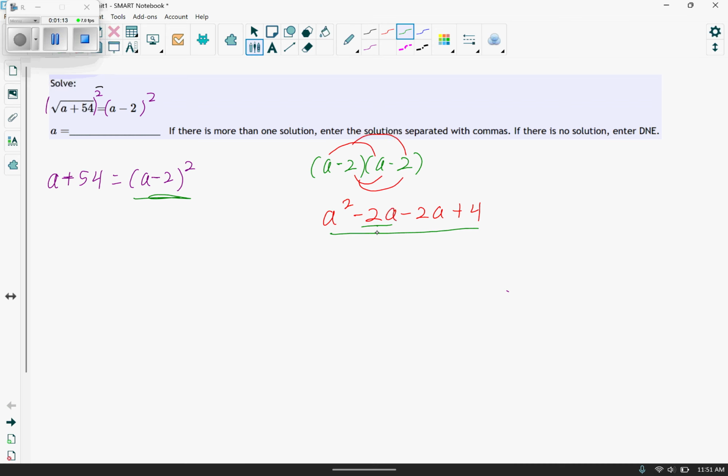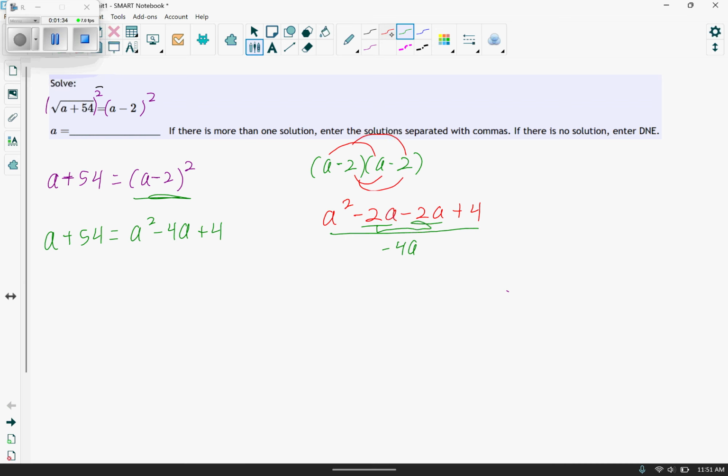At the same time, I'll combine those like terms in the middle, because I have that minus 2a twice, and that will combine together to be a minus 4a when I rewrite it. So let's see, what do we have now? a plus 54 equals a squared minus 4a, and then a plus 4.